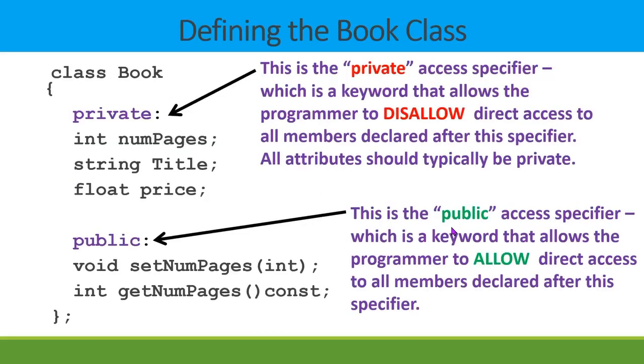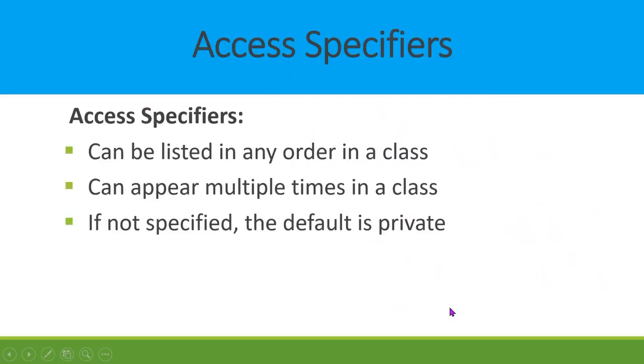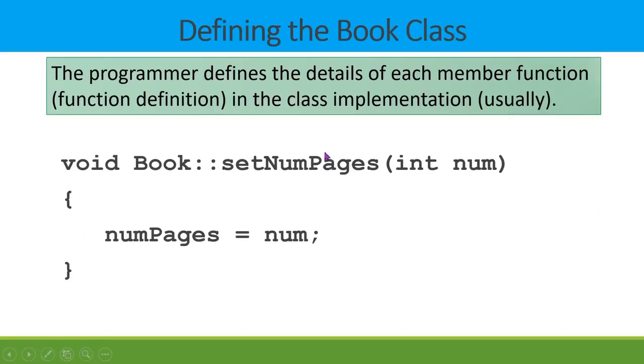Now, you've seen that these are function prototypes, so that means that the function definitions have to be defined somewhere. The programmer defines the details of each member function in the class implementation. Class implementation is a separate file, which is a source file, that is named the exact same thing as the class. I'll show you an example of that in a few minutes.